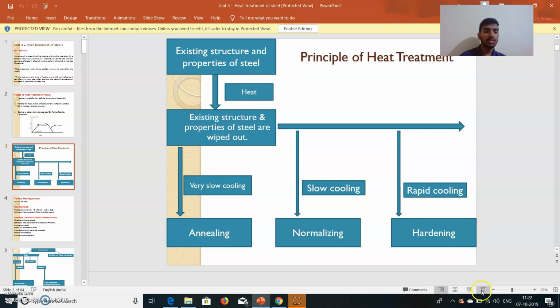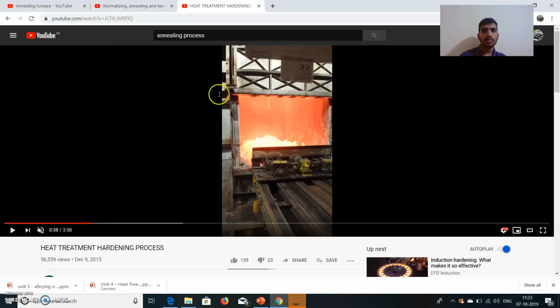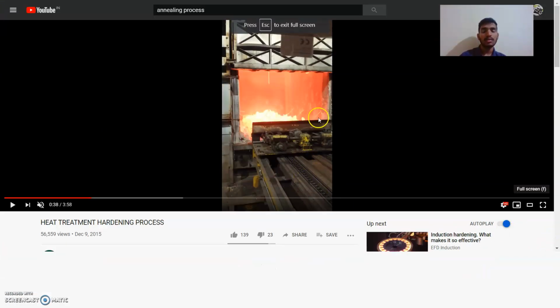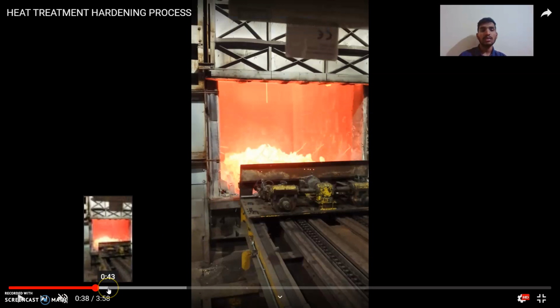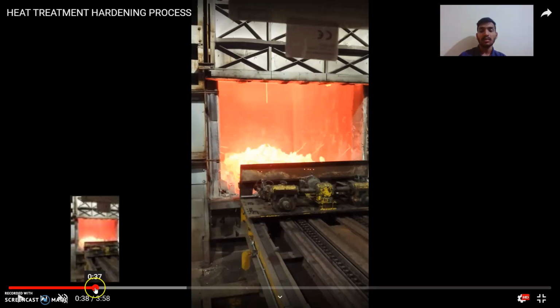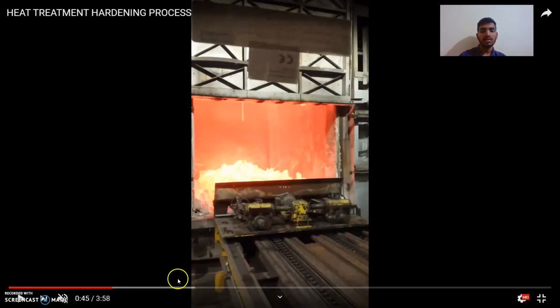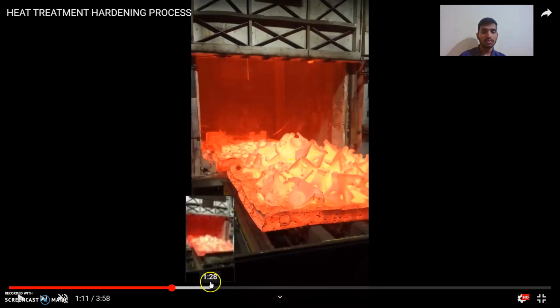These four properties are different because of the grain size. Hardening: as I said, hardening is directly throwing the metal inside the water, I mean, quenching inside the water. Here, the metal is kept inside this and heated up to the austenitic temperature, that is 723 and above. Here, the metal is in red hot condition.